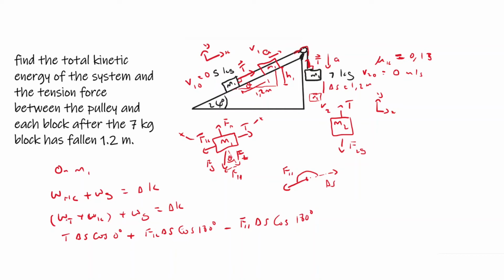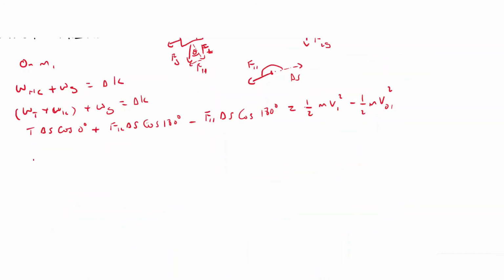Then I'm done finding the work done by tension, which is that, work done by kinetic friction, which is that, work done by this, which is that, and then I can just say this is going to be the final kinetic energy, which is half mv1 squared, this final speed here, minus the initial, which is minus half mv01 squared. All right, so now I can simplify it further. So tension, I don't know tension, so it's going to be this one, and then this is going to be delta S. This is 1, so I'm not going to write anything.